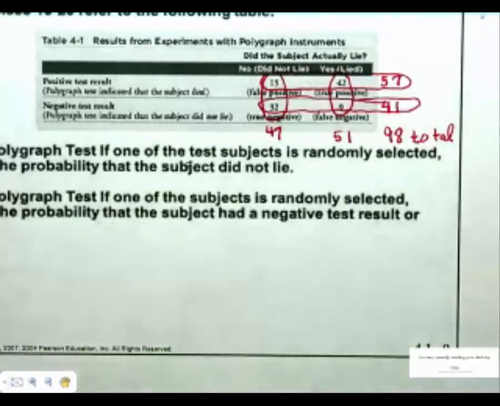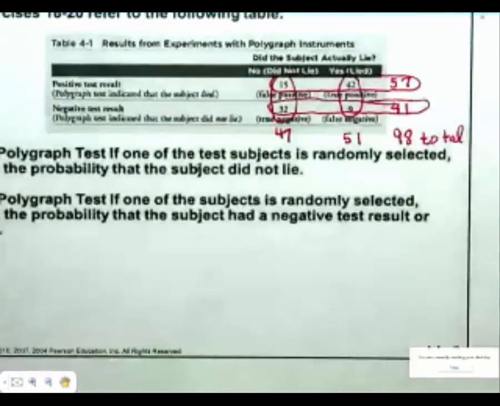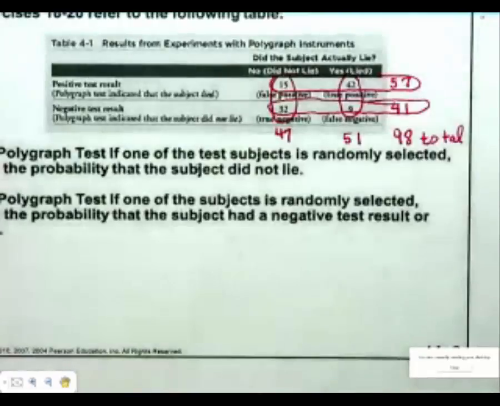All right, number 18 says, if one of the test subjects is randomly selected, find the probability that the subject did not lie. How many people did not lie? It's not just this 15. They were lying and they were not lying, but the test said they weren't. It's not just these 32. They were not lying. The test said they were. It's the total of this column. It's 47 who did not lie.